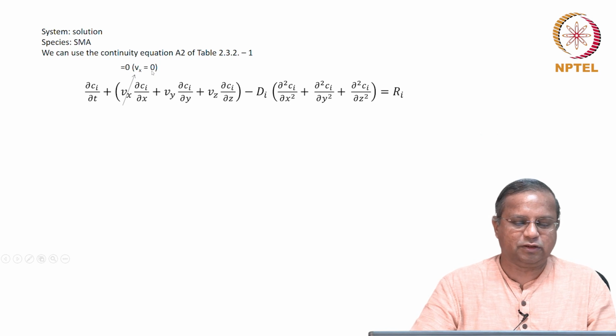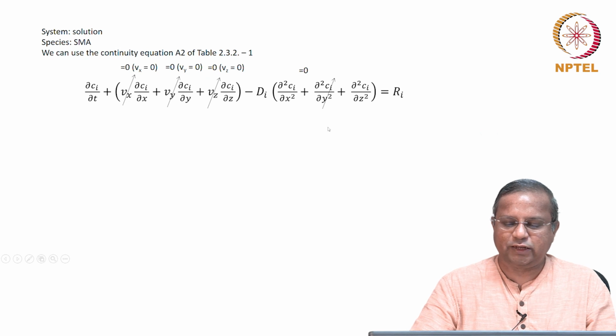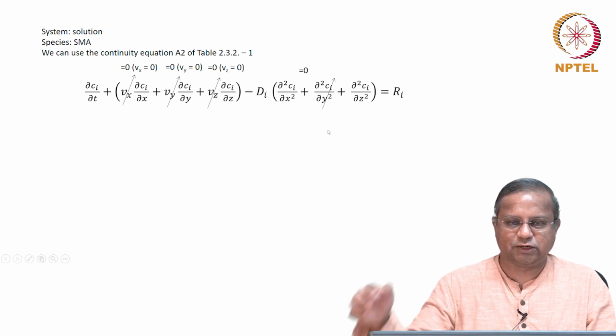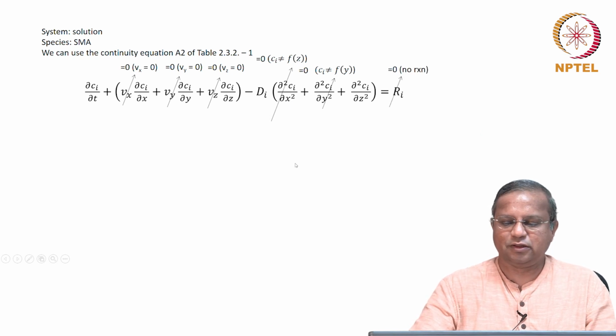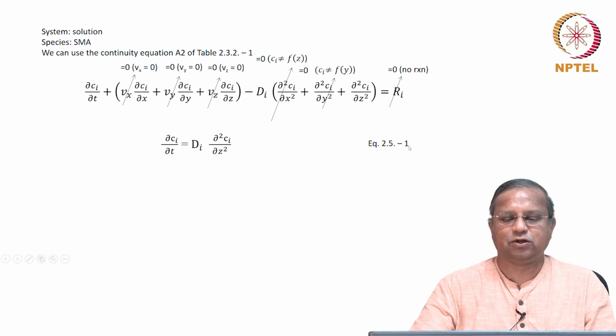To repeat, there is no convective motion, therefore, Vx equals 0, Vy equals 0, Vz equals 0, and there is no variation in the y direction of the concentration. The variation is only in the z direction, therefore, that goes to 0, it is not a function of y, and there is no variation in the x direction, and therefore, that is 0. Please consider this as x. Don't spend time to correct that. This has to be x here. There is no reaction, of course, and we have this. Let us call this equation 2.5-1.